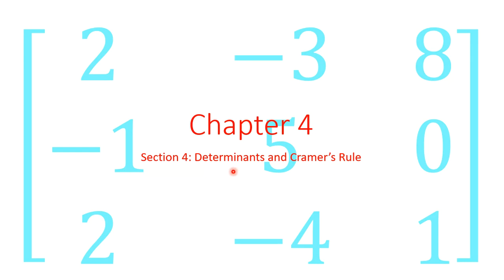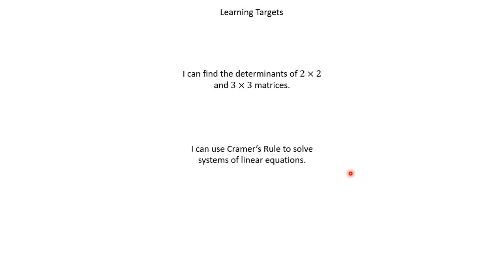Today we're going to be looking at the determinant and how it can be used. In each of these sections we're going to see how we can use a matrix to solve a system of equations. That's what we did in the last chapter. Cramer's Rule is one of the ways that we can solve a system of equations using a matrix. So let's look at our learning targets. First, I can find the determinants of 2x2 and 3x3 matrices. And I can use Cramer's Rule to solve a system of linear equations.